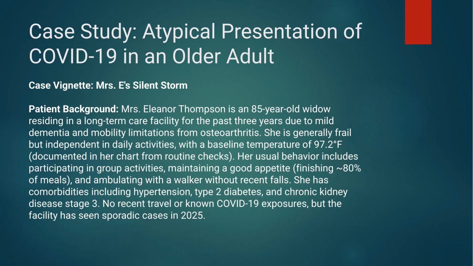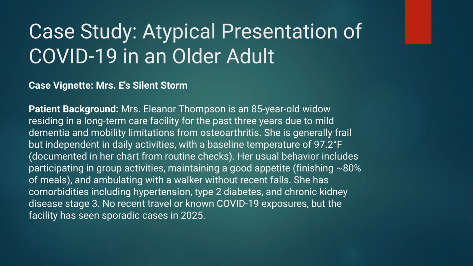Today, we're exploring a case study on an atypical COVID-19 presentation in geriatrics, featuring Mrs. Eleanor Thompson, an 85-year-old widow in a long-term care facility for 3 years due to mild dementia and osteoarthritis-related mobility issues. She's frail but independent in ADLs, with a baseline temperature of 97.2 degrees Fahrenheit, good appetite, finishing approximately 80% of meals, active in group activities, and ambulates using a walker with no recent falls. Comorbidities include hypertension, type 2 diabetes, and CKD stage 3. No recent travel or known exposures, but the facility has seen sporadic cases in 2025.